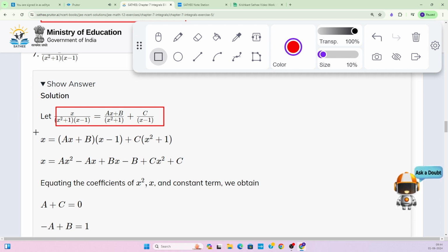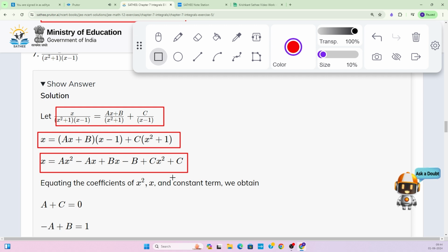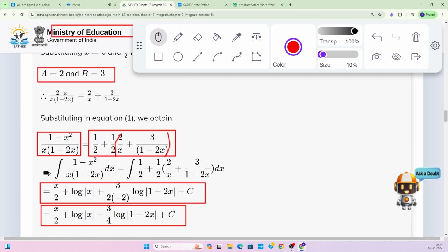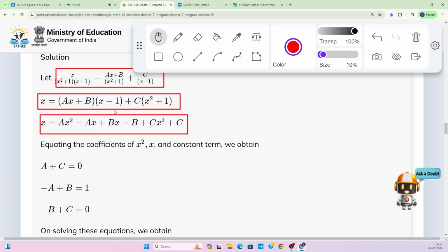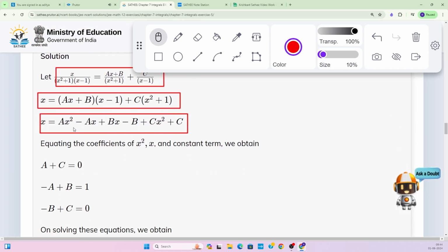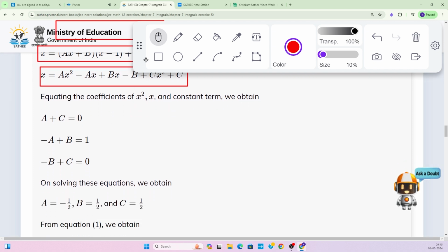Then you will have, now come to the solution. So here you will have x is equals to ax plus b multiply with x minus 1 plus c multiply x square plus 1. Now multiplying, you will have this as your simplified expression. Now comparing things, comparing x square coefficient, you will have a plus c is equals to 0. Comparing x coefficient, you will have b minus a is equals to 1, and from the constant term you will have c minus b is equals to 0.